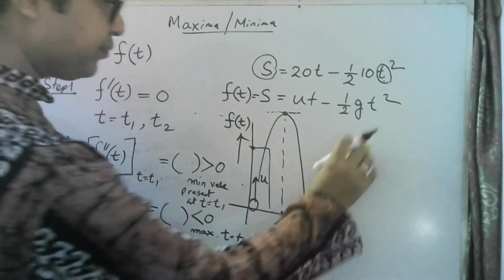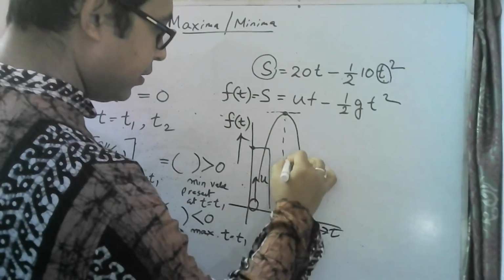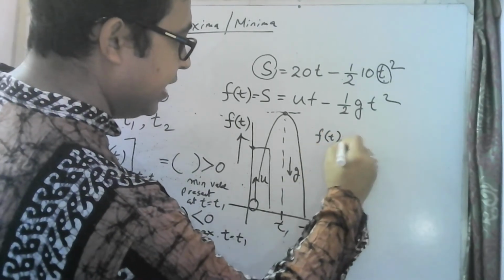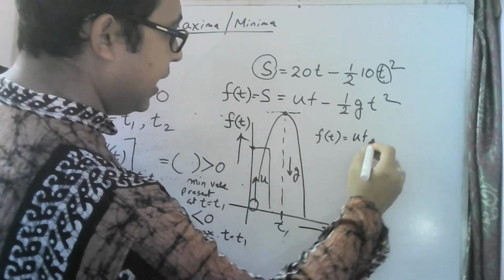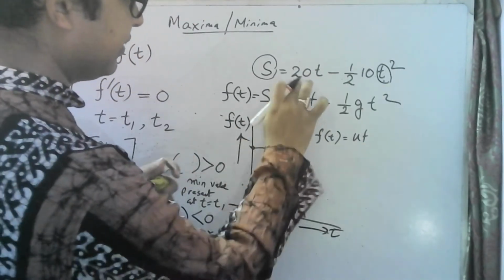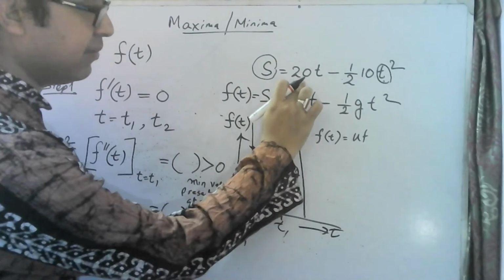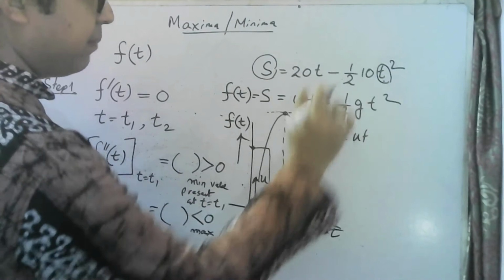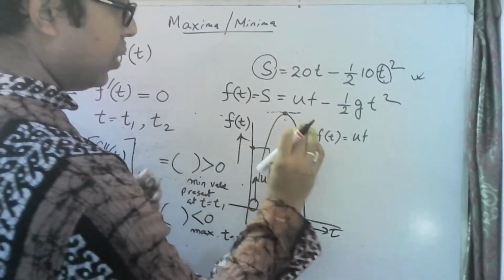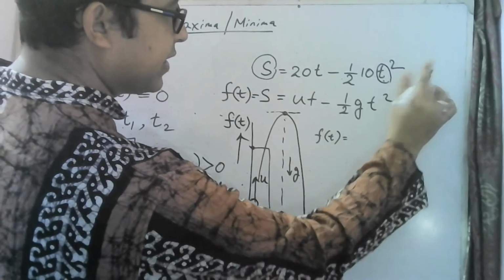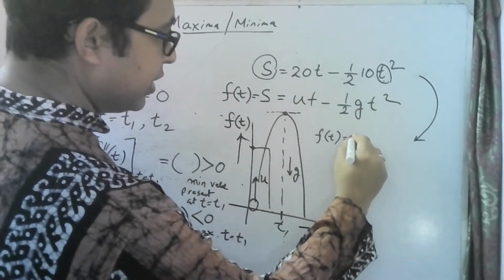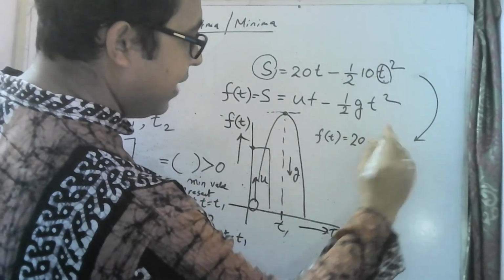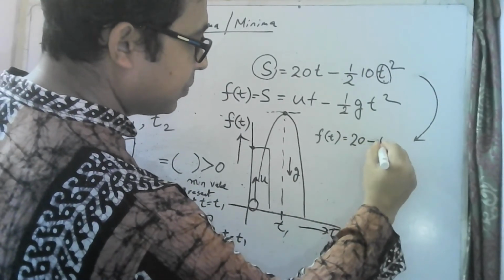So our function here, f(t), is u t minus half g t squared. Here u is 20, the initial velocity, and g is 10, the gravitational acceleration. So we will take this equation. So f(t) is 20t, and then 10 by 2, that means 5, sorry, this will be minus 5 t squared.